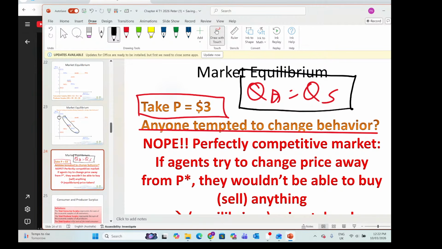If nothing else happens, the price will not move from 3. The price will stay at 3. Because now the market is in equilibrium. So there's nothing to force the price up, and there's nothing to force the price down.